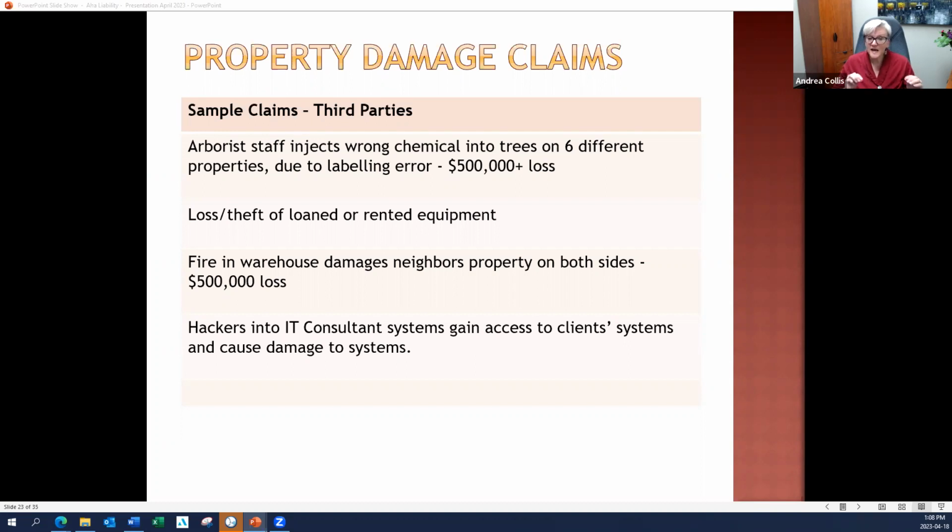And again, on that cyber piece, we had an IT consultant that was accessed through a client site and locked down, and then the hacker gained access to other of the IT company's client systems as well. In some cases, the client systems were damaged. So sometimes that's a liability exposure. It's called property damage, but you're liable for somebody else's damages.